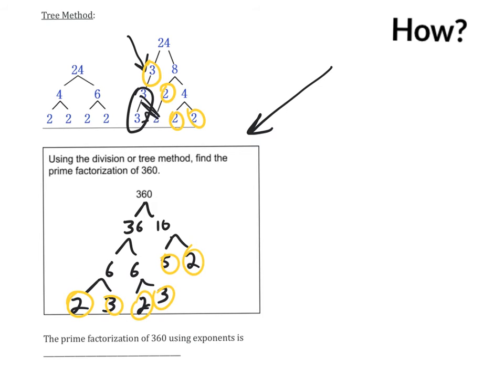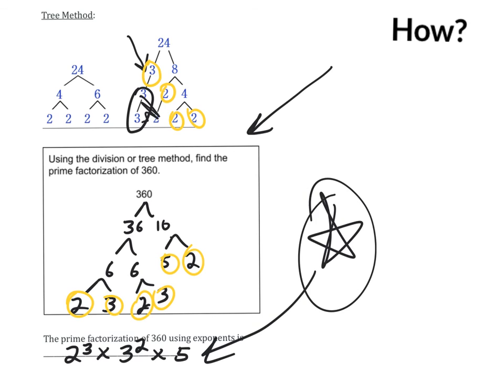So that would be, I don't want that color. We want 2 to the 3rd power times, what else do we have? 1, 2, two 3's, times 3 squared, times, what's left? We have a 5 hiding there, times 5. So this is the prime factorization of the number 360.